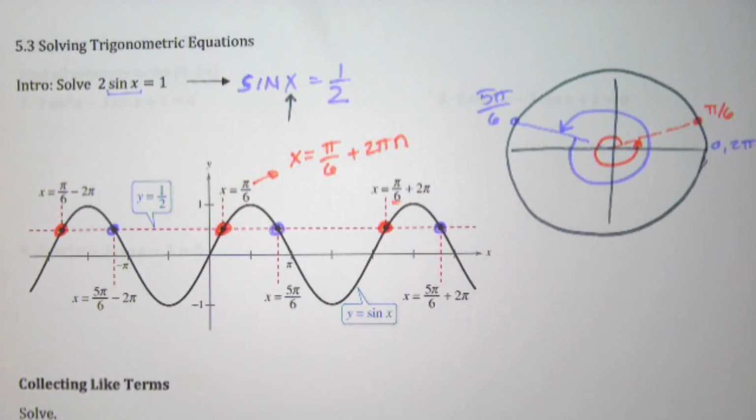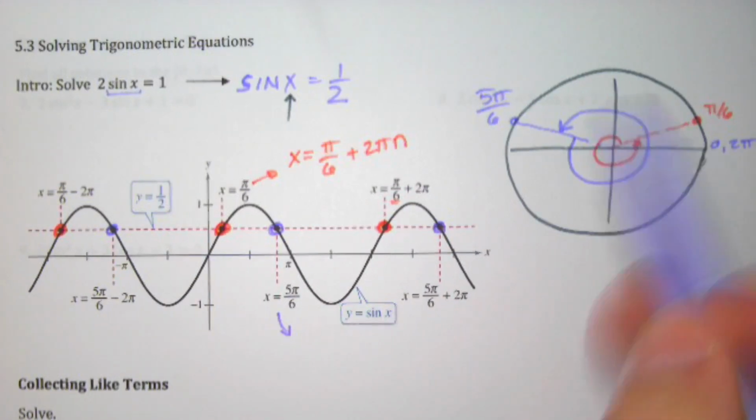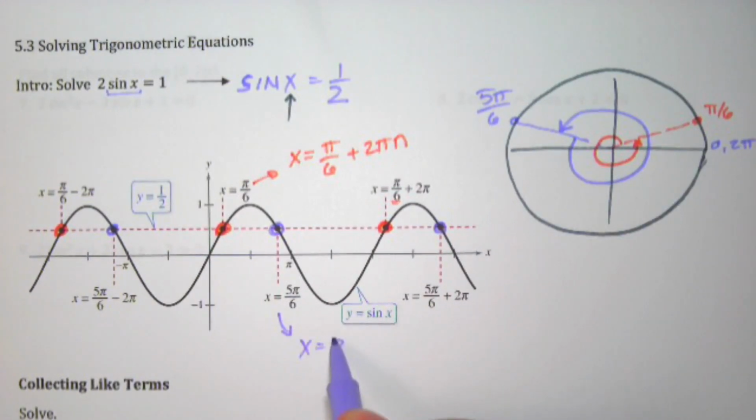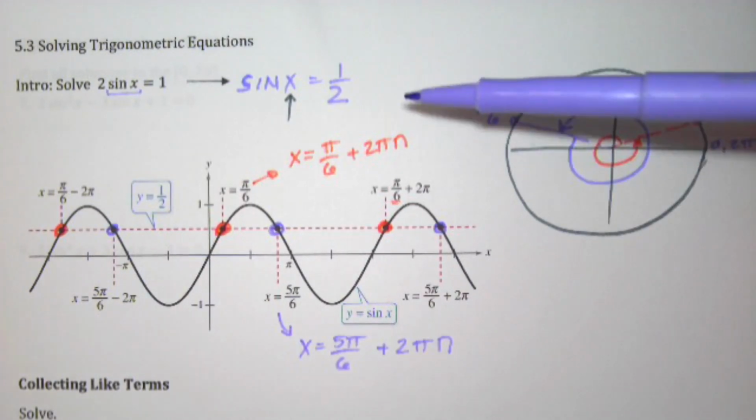And similarly, with our 5 pi over 6, our other original answer from that unit circle, we want to make sure we include every other iteration of this. And to do that, we're just going to either add or subtract. Conventionally for us, we're going to add 2 pi, and then we're going to have n multiples of that. So 2 pi n.